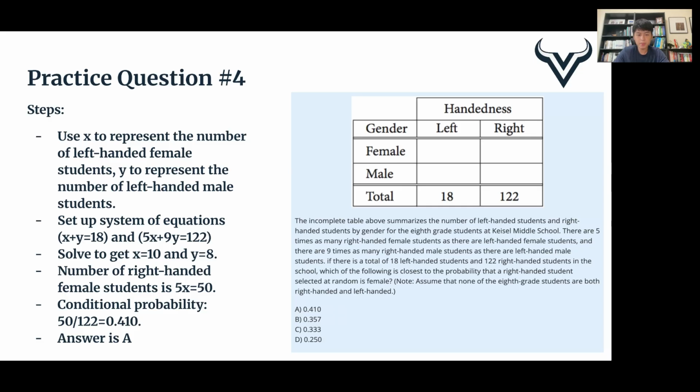You can then use this to set up a system of equations where X plus Y is equal to 18 and 5X plus 9Y is equal to 122 based on the relationships they gave you in the question. You can solve this to get that X is equal to 10 and Y is equal to 8. This way you know that the number of right-handed female students is 5X, which is 50. You will then find the conditional probability, which is 50, the number of right-handed female students, divided by the total number of right-handed students, so 50 divided by 122, which is 0.410. And the answer corresponds to A.